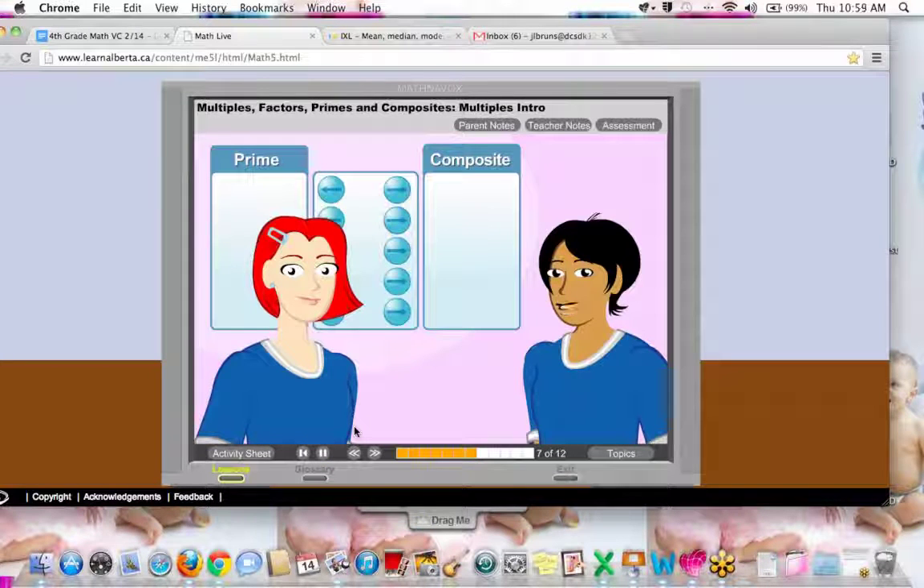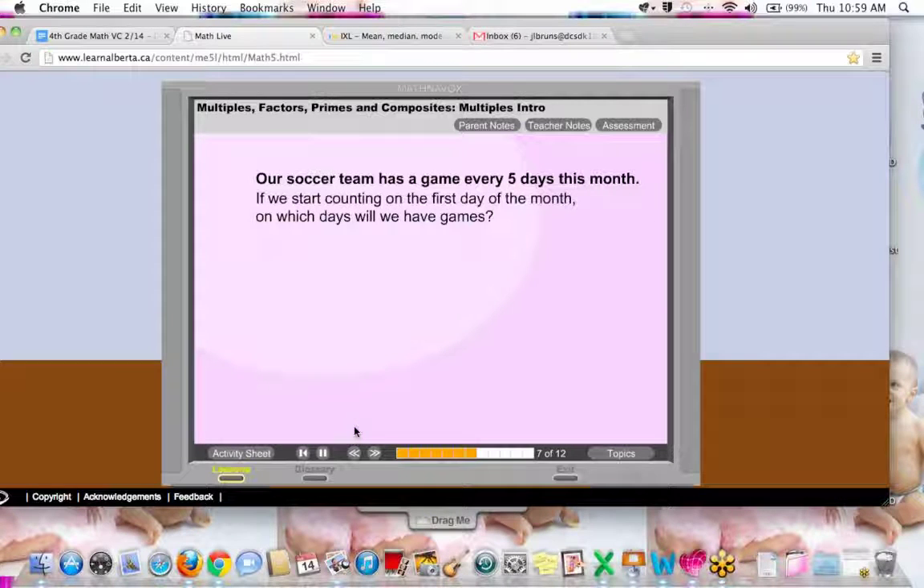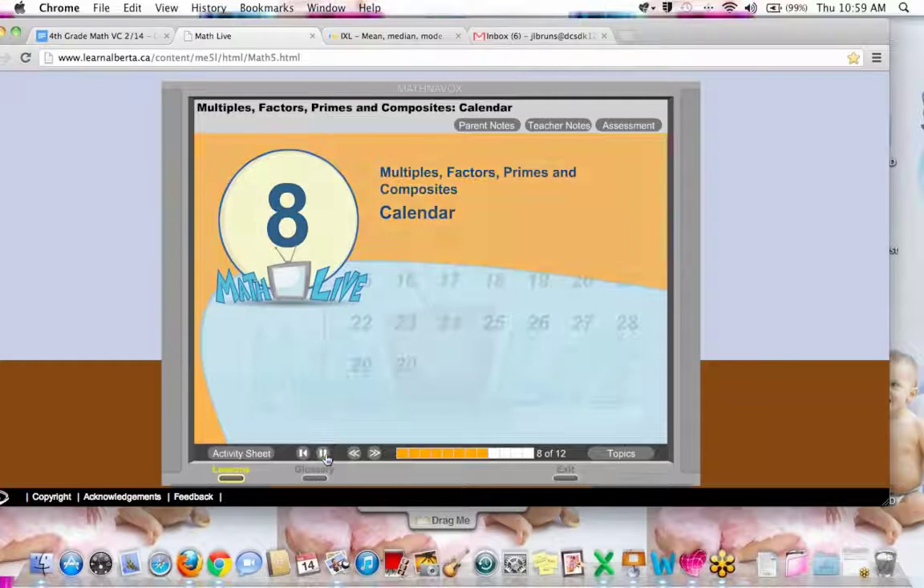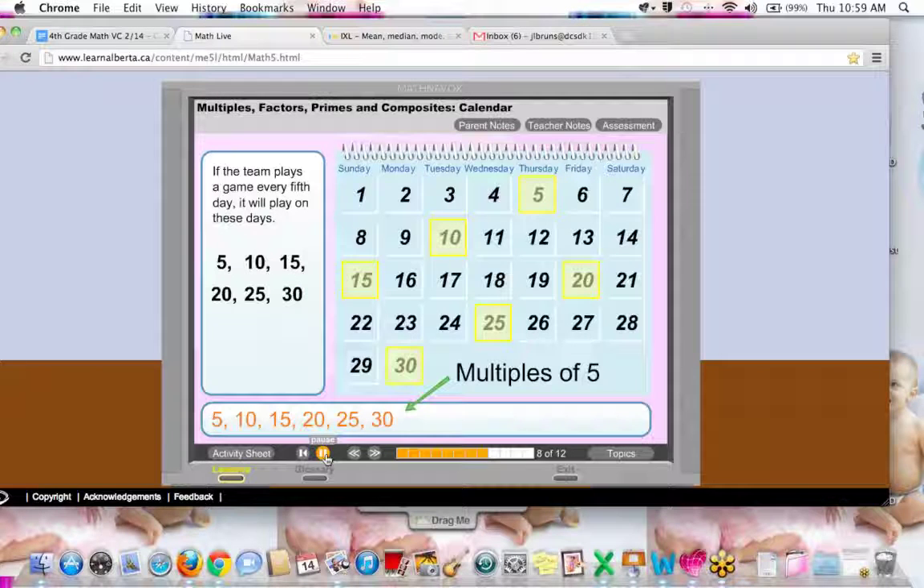I'm glad we were able to use factors to help us decide how to arrange the chairs for our soccer team meeting. I wonder if there is an easy way for us to figure out which days our team will have a game. I know a great way to figure that out. We can use multiples. Our soccer team has a game every 5 days this month. If we start counting on the first day of the month, on which days will we have games? Okay, well, let's look. If the team plays a game every 5th day, it will play on these days. All of the days that we have soccer games are multiples of 5.